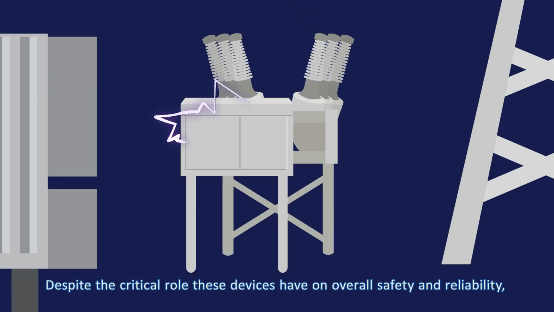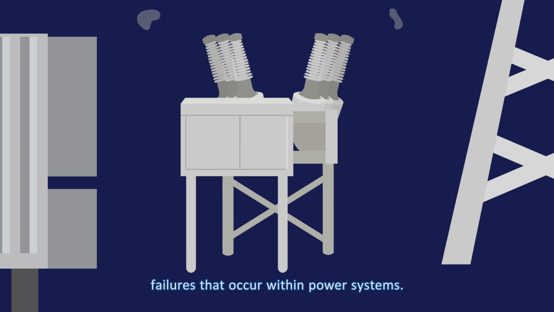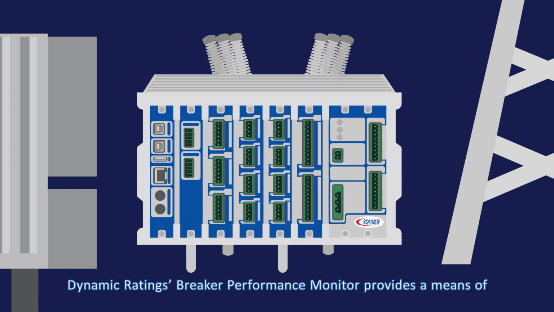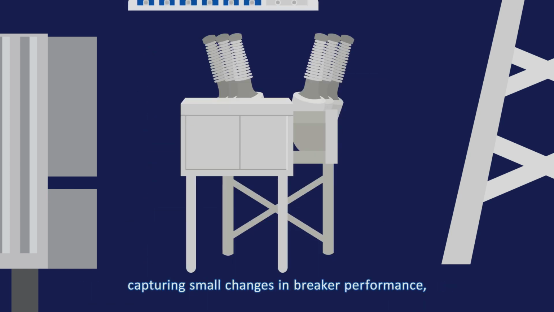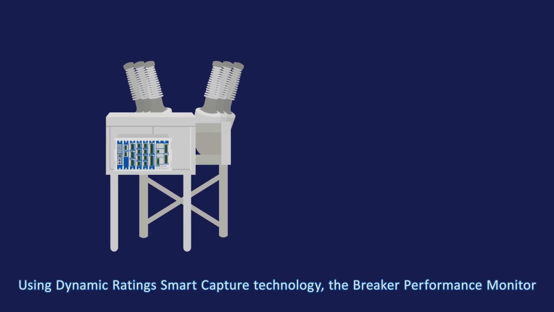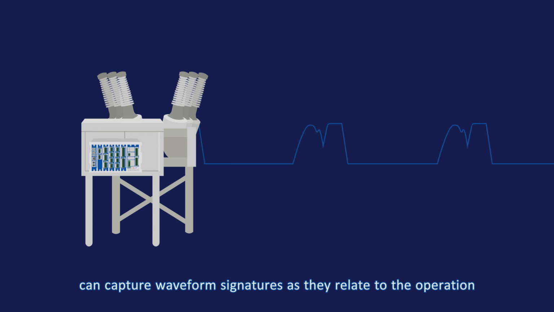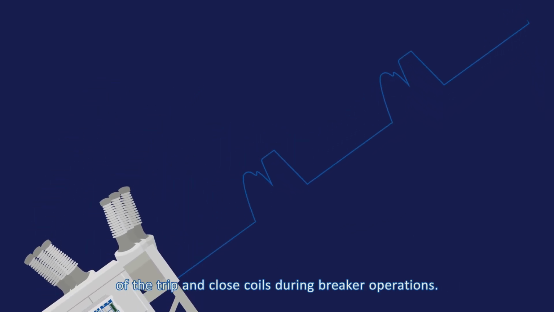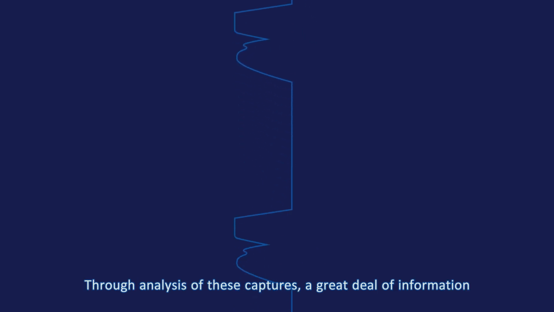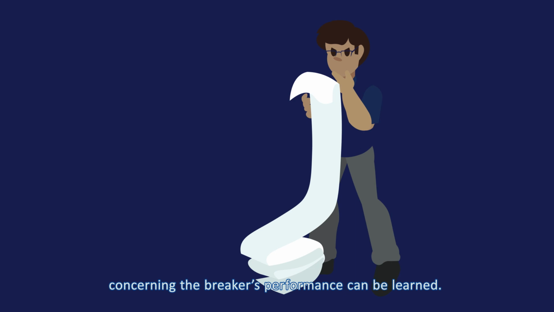Despite the critical role these devices have on overall safety and reliability, breaker misoperation remains one of the most common failures that occur within power systems. Dynamic Ratings Breaker Performance Monitor provides a means of capturing small changes in breaker performance, allowing problems to be detected well before failure occurs. Using Dynamic Ratings Smart Capture technology, the Breaker Performance Monitor can capture waveform signatures as they relate to the operation of the trip and close coils during breaker operations. Through analysis of these captures, a great deal of information concerning the breaker's performance can be learned.